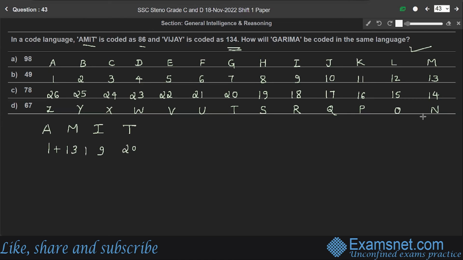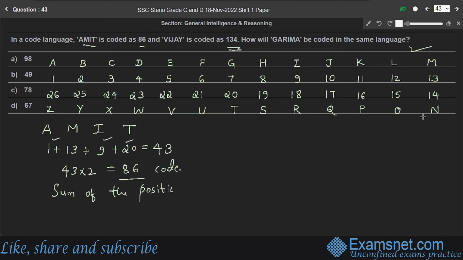We'll add their positional values: 20 plus 9, 29, then 30, then 43. 43 is the sum of the positional values of all the letters of Amit. So we take 43 into 2, which is equal to 86, which is the code for the word Amit. Therefore, the code is the sum of the positional values or place values of all the letters, into 2. Very simple logic. Similarly, for the word Vijay.